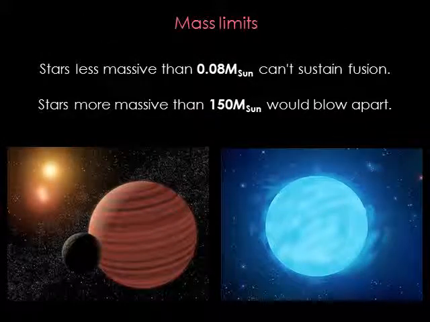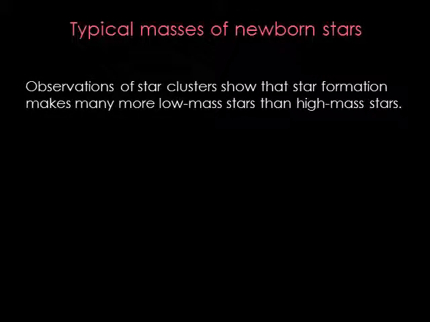In summary, stars less massive than 0.08 solar masses can't sustain fusion, and stars more massive than 150 solar masses are likely to blow apart. What then is typical for the mass of a newborn star?